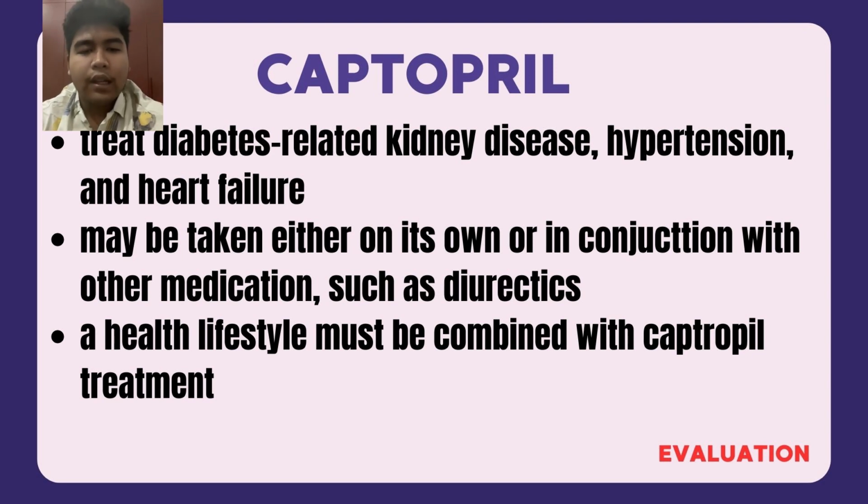The name of the drug is captopril. A medication called captopril is used to treat diabetes-related kidney disease or diabetic nephropathy, hypertension, and heart failure. This substance may be taken either on its own or in conjunction with other medication, such as diuretics, even if you feel no complaints. Do not quit the medication without your doctor's approval.